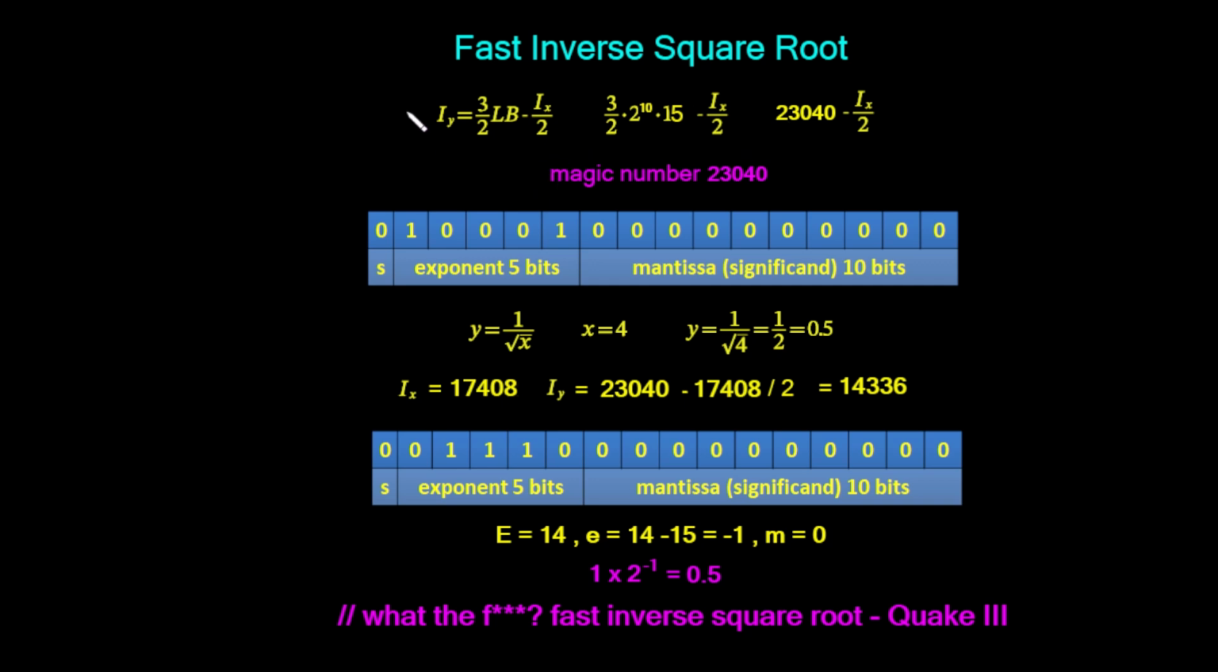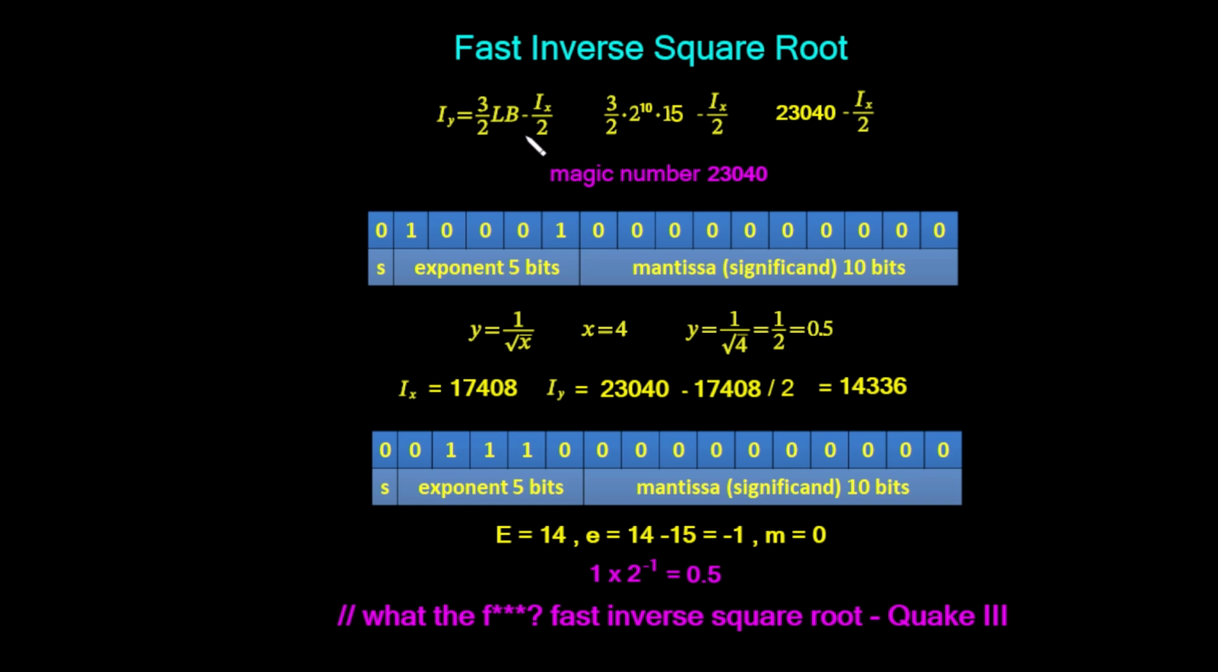Now, here is the algorithm, and it's quite a simple and straightforward algorithm. We're going to have this number ix, which is the input, and the algorithm will give us this number iy, which is the output. And it does this by taking ix, dividing it by 2, and subtracting the result away from this term here, 3 upon 2 times L times B.